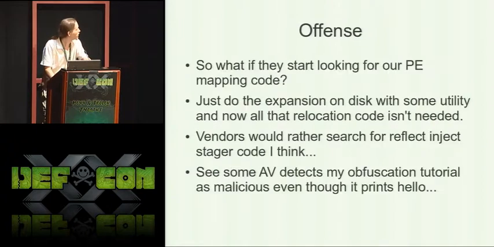So on the offensive side, what if they start trying to look for PE mapping code? The perfect example was that I used it in a code obfuscation tutorial, and one of the vendors wound up flagging it as malicious software when it printed hello, if you actually ran it, dropped it in a disassembler, or looked at the source. So if you customize your PE mapping code, or expand it on disk and then move it into memory, it would be a lot more effective, and I believe that is what Meterpreter does. But the way that you map it also changes where you have to look for PE headers in memory in order to find the reflectively injected DLLs.